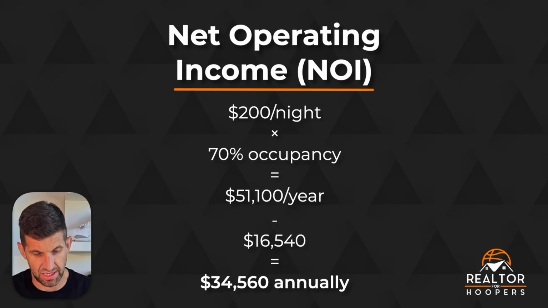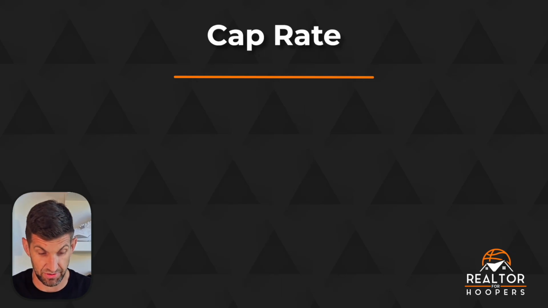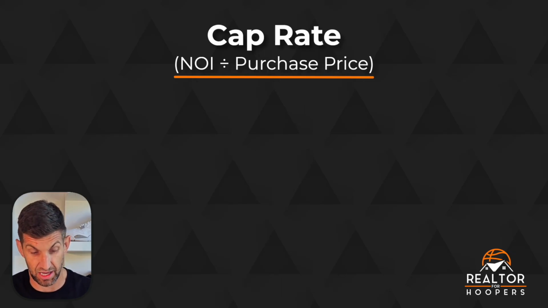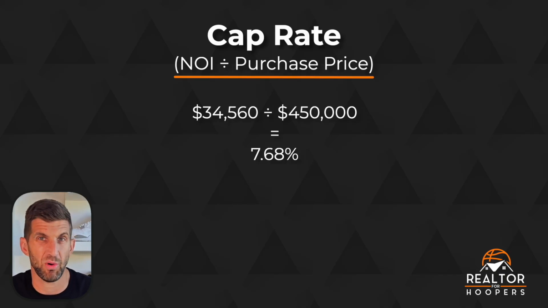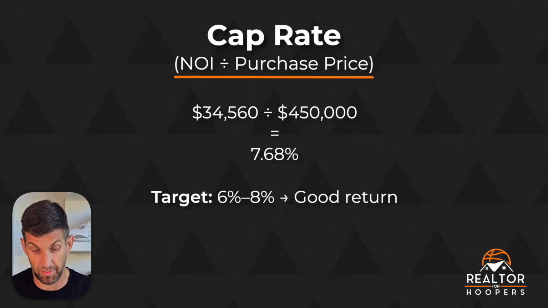Now, what is your cap rate? Remember, your cap rate is your net operating income divided by purchase price. So we have the net operating income of $34,560 divided by your total purchase price of $450,000, which equals 7.68%. So remember, we wanted a 6 to 8% number for a cap rate. So that 7.68%, it's a good number.